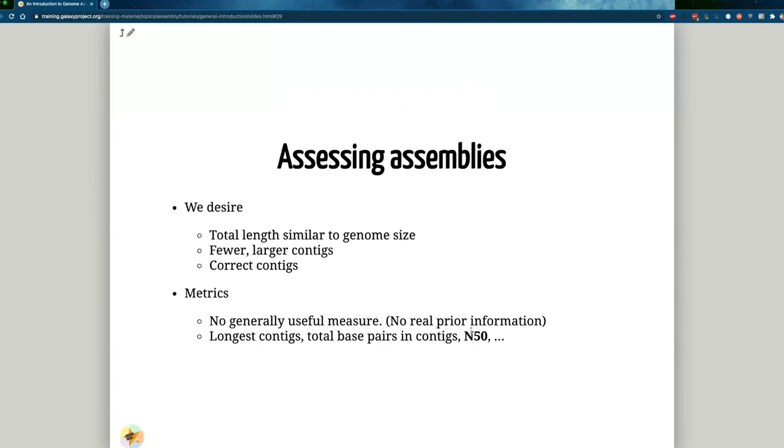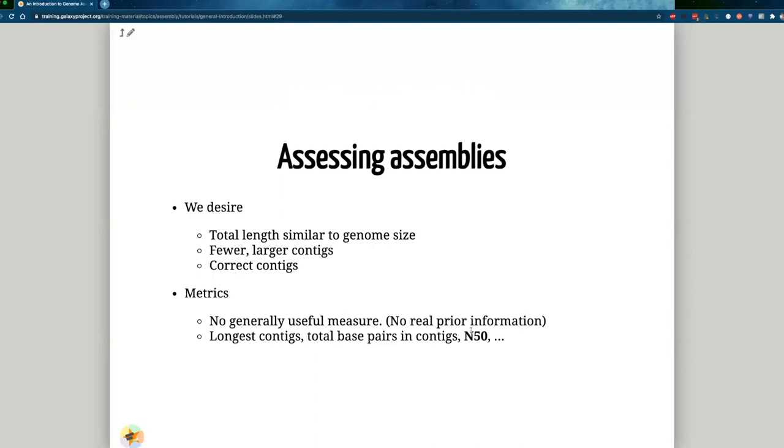We want fewer, larger contigs. So we want our contigs to be big, right? We don't want to have lots and lots and lots of little ones, because that's not going to tell us anything. We want to have a few large contigs that make up most of our assembly. And we want them to be correct. And we need ways of checking to see if they're correct.